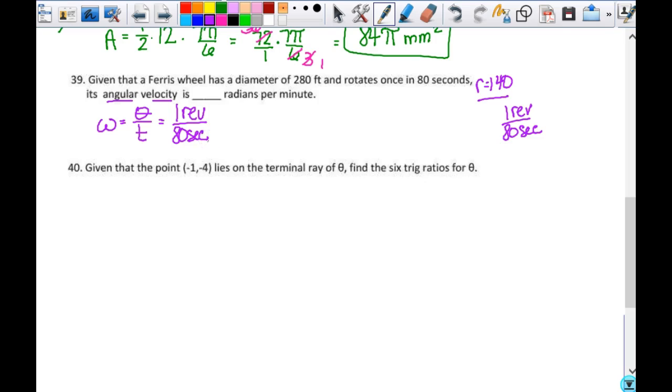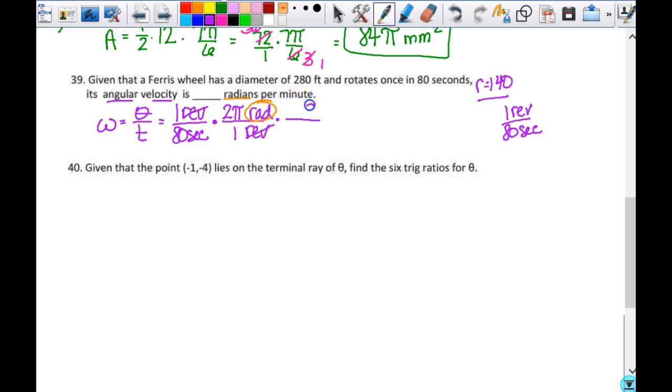Okay, but I don't want it in revolutions per second. I want it in radians per minute. So I have to start converting. I need my revolutions to cancel out, and I can convert directly from revolutions to radians because I know that I have 1 revolution for every 2 pi radians. So now I've got the radians part taken care of. Now I have to get the minutes taken care of.